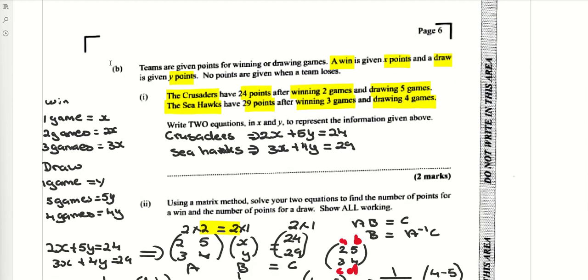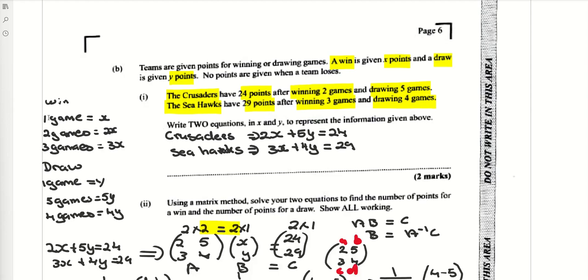Okay, so part B says teams are given points for winning or drawing games. A win is given X points and a draw is given Y points. So if you win a game, you get X points, and if you draw a game, you're given Y points. No points are given when you lose. So the Crusaders have 24 points after winning 2 games and drawing 5 games, and the Seahawks have 29 points after winning 3 games and drawing 4 games. Write 2 equations in X and Y to represent the information given above.